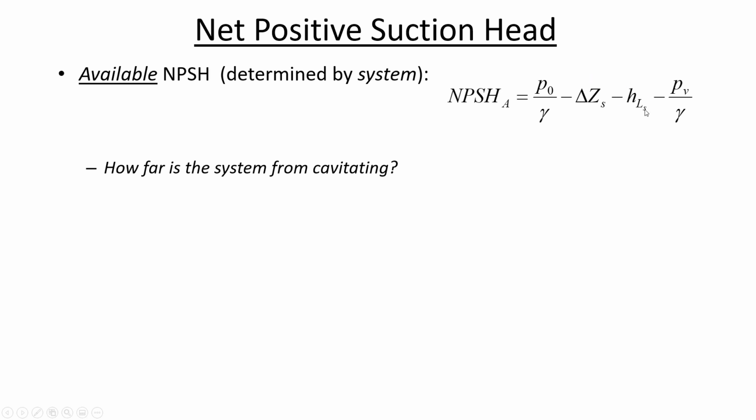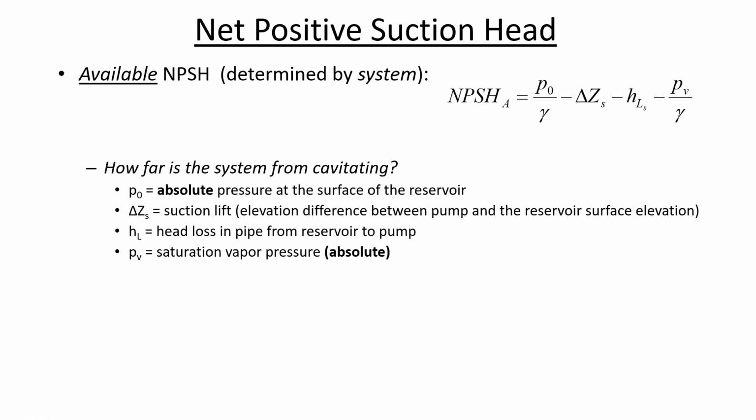Head loss on the suction side is the combined effects of local and friction losses. And then you also subtract out the vapor pressure of the liquid at whatever temperature is applicable. So remember that as the water gets warmer, the vapor pressure goes up. So you have more risk of cavitation with warm water than you do with cool water. So here are all those terms defined. And you have to compare how much suction head is available to how much is required by the pump.